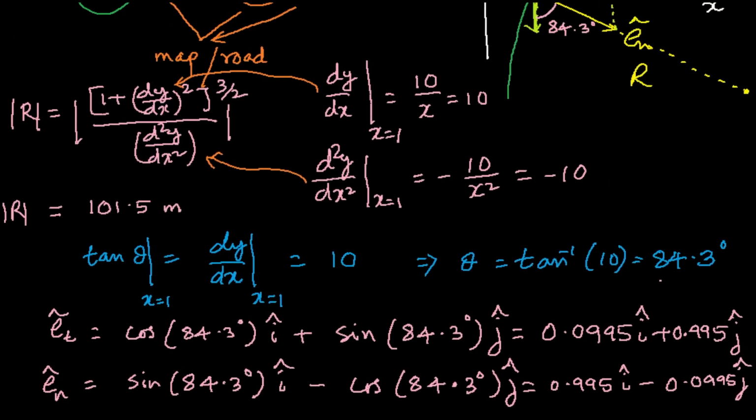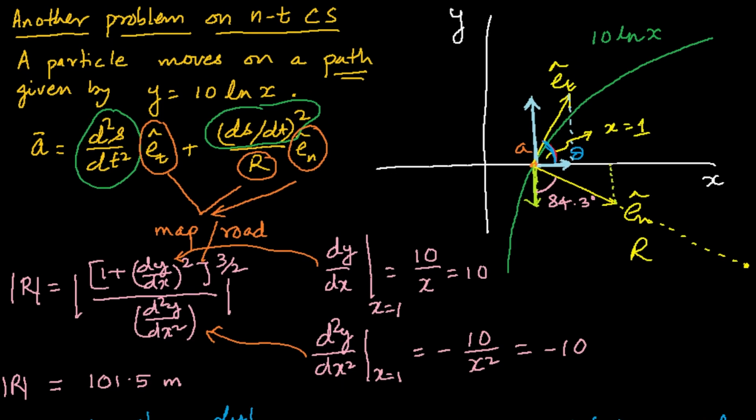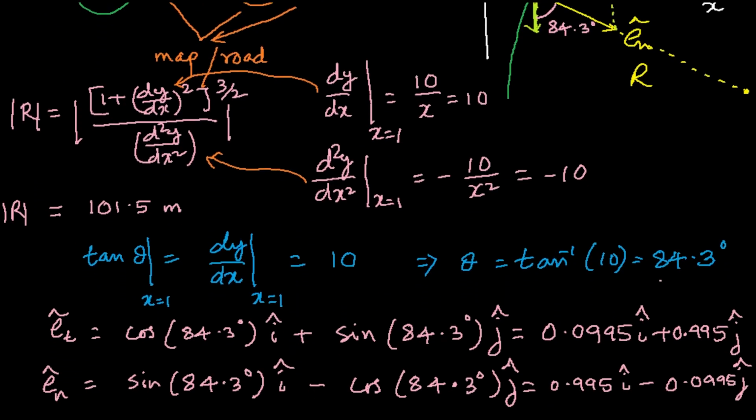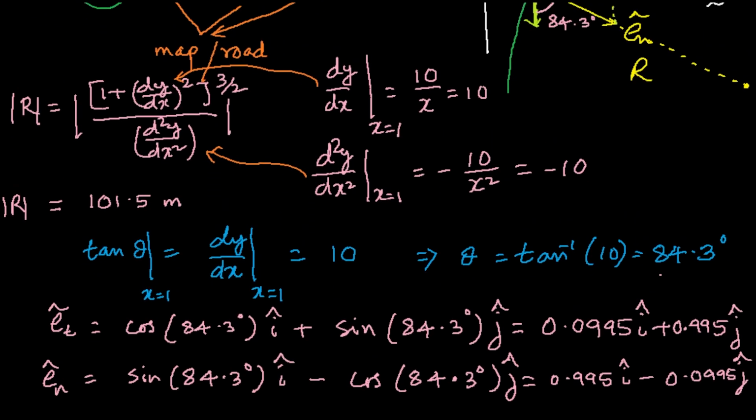So that is how you should calculate the values of ET, EN and R, which are the parameters that can be figured out from the nature of the path itself, and that's the crux of the NT-coordinate system. So we will stop here and we will see another problem in the next video. Thank you.